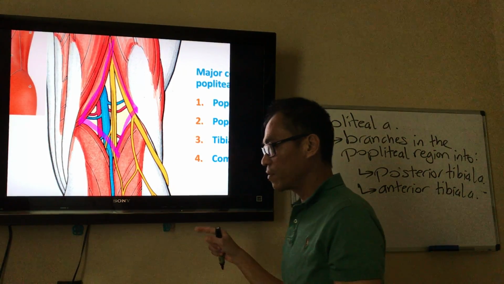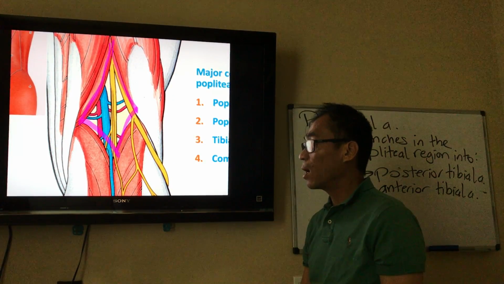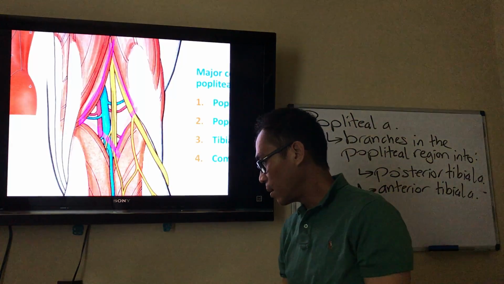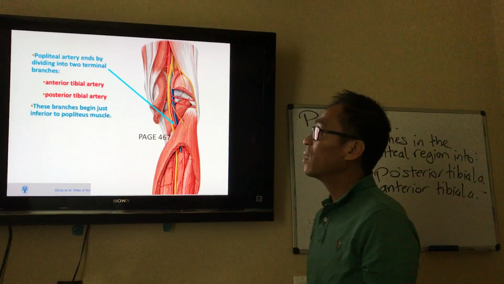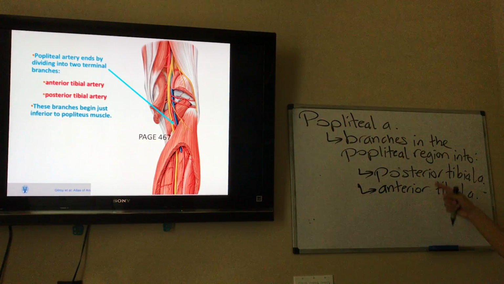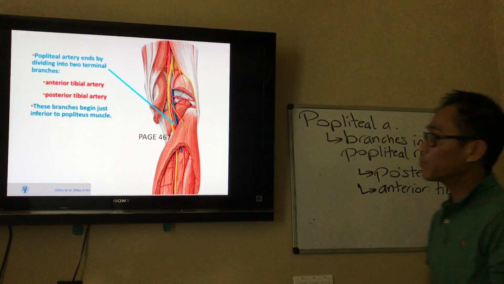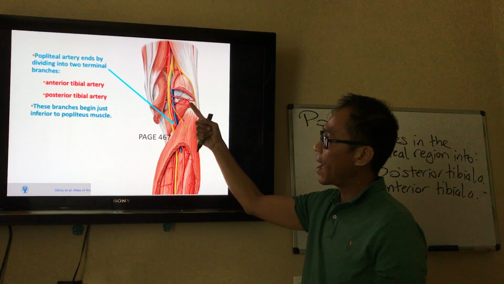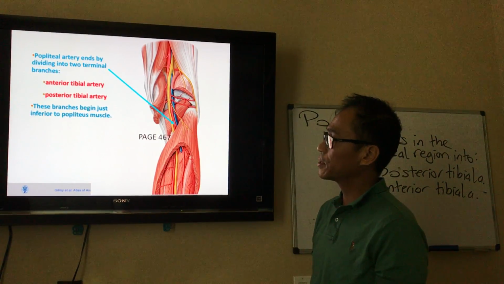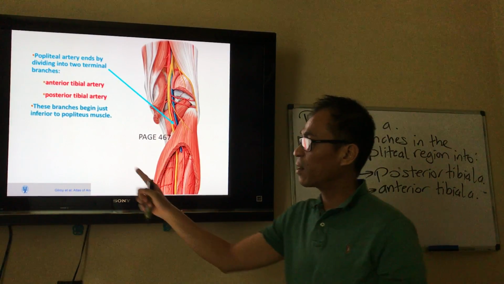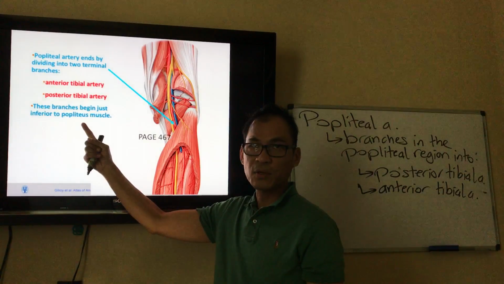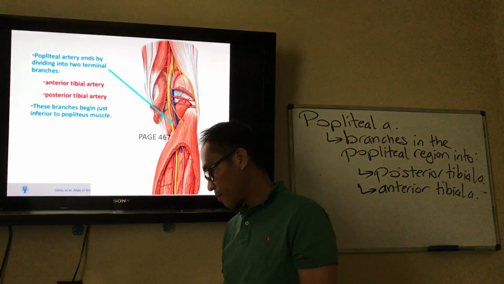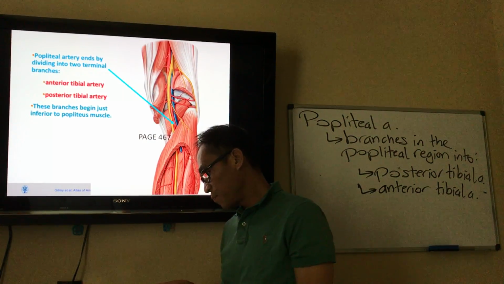I want to ask you about the nerve. This is a blood vessel unit, but that's the popliteal region on the back of the knee. This next slide shows you that this branch of the popliteal artery usually occurs right after you pass the popliteus muscle. That's what I say here. These branches begin just inferior to the popliteus muscle, if you want to write that as a landmark to find that bifurcation.